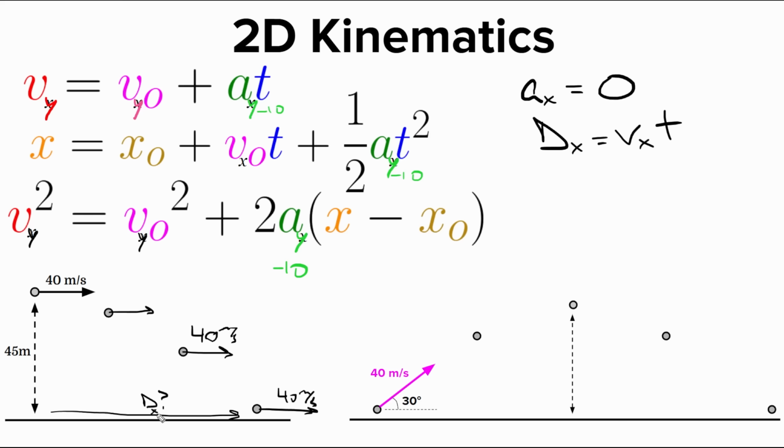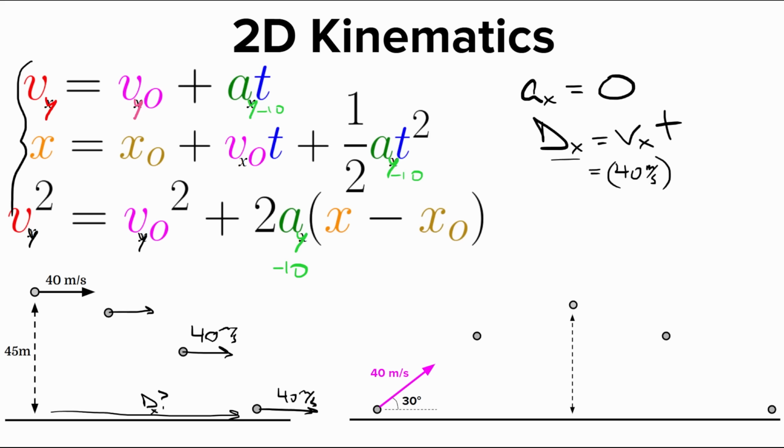Well, that's distance in x. So over here, I want distance in x. Well, velocity in x, I know what it is, and it stays 40 meters per second the whole time. But I don't know what the time is. So I'm going to have to use the vertical information to get time. So I use one of these formulas here to get the time.